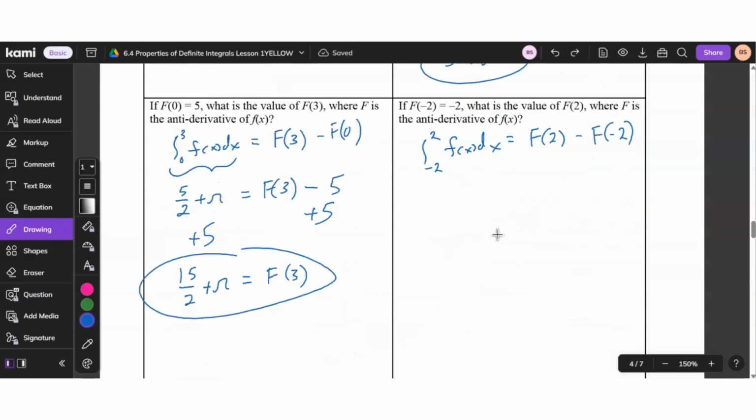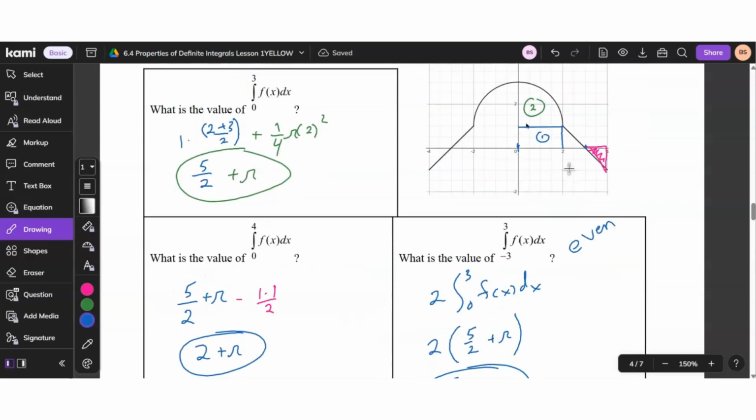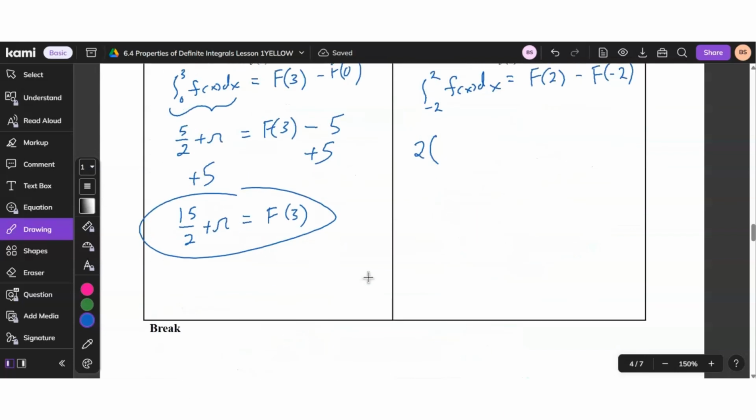So that means that this is going to be 2 times, and instead of 5 halves plus pi, it's going to be 5 halves minus a half. Now where I'm getting that from is I know that this triangle here is the same as this one, so there's no sense in me calculating 1 times a half again. So therefore, this is going to be 2 times 2 plus pi. And it's 2 times it because it's an even function, so the -2 to 0 is the same as 0 to 2.